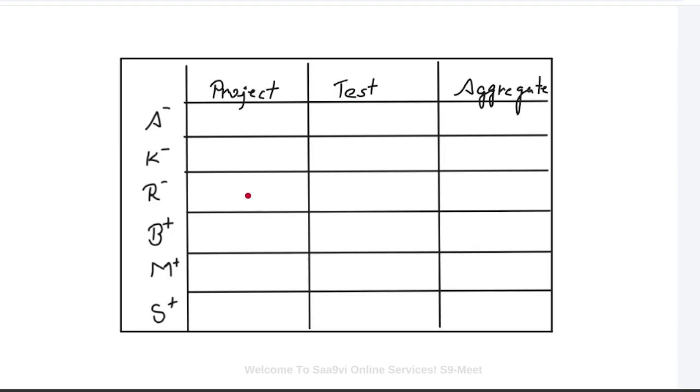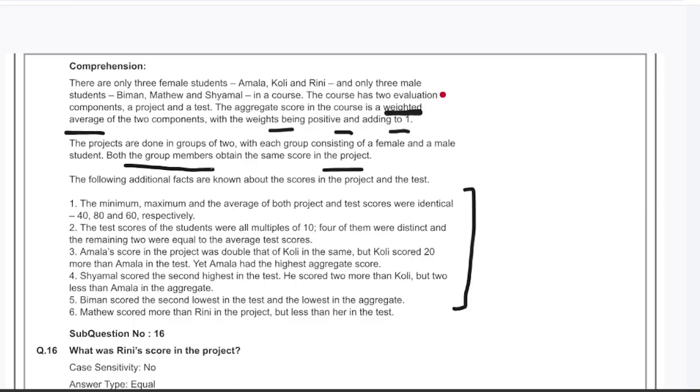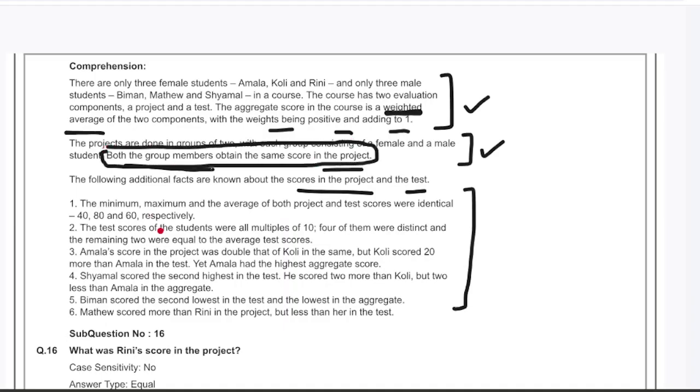Now let's see the first information which they have for us. Let's start doing it now. So we are done with all this. This paragraph is done. This paragraph is done. The scores in the project and the test. Now, whatever has been given to us, let's see that. This information is very important. Both the group members have the same score in the project. This we have to remember.